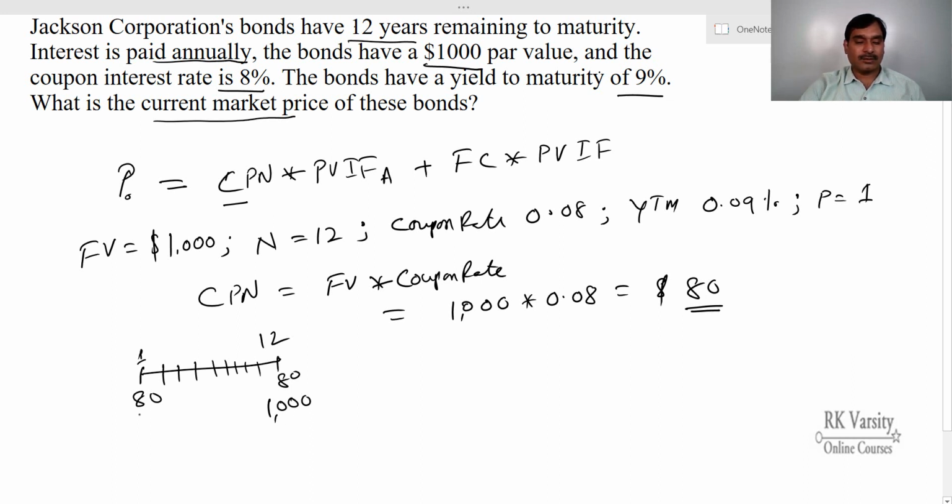One is that the coupons are uniform and the same for all the time periods. So this gives rise to the present value interest factor of annuity. The face value is a one-time payment, so it uses the present value interest factor. That's the reason why in the equation, for the coupon amount, to get the present value, we use the present value interest factor of annuity, and for the face value we use the present value interest factor.